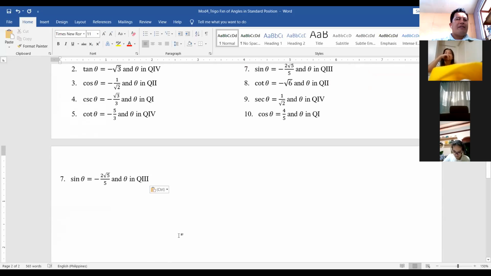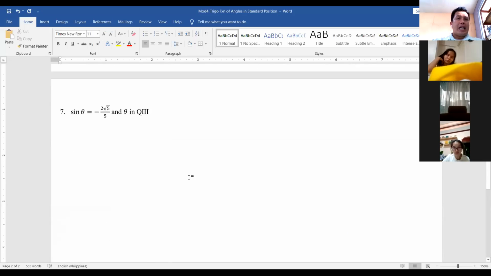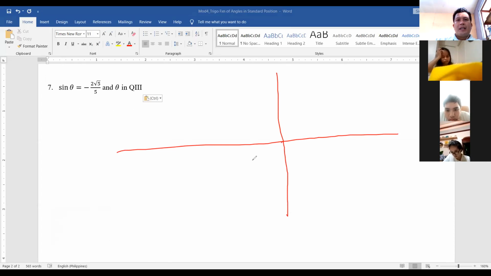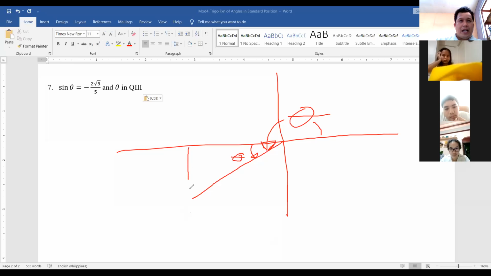From number 7, the given is sine of theta equals negative 2 square root of 5 over 5, where theta is in the third quadrant. So if this is your angle in standard position, theta is in the third quadrant. If we are going to use the reference angle of theta, this will be our reference angle. Now allow me to draw a right triangle using the reference angle.